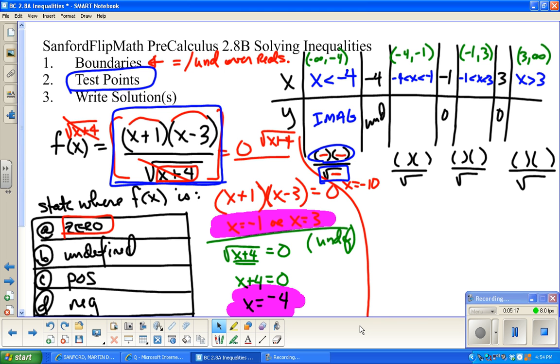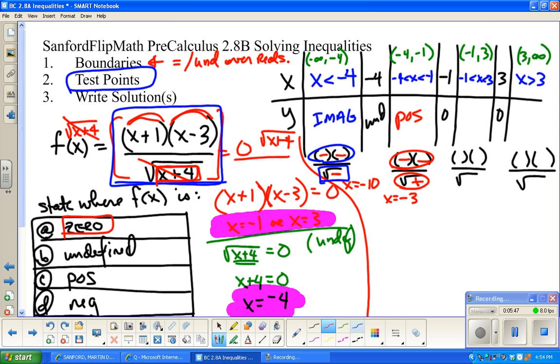All right, let's do between -4 and -1, let's do -3. Again, you can pick any value between those values. So -3 plus 1 is negative. -3 minus 3 is also negative. -3 plus 4 is actually positive. So this becomes positive divided by the square root of a positive, which is also positive. So overall, this is positive.